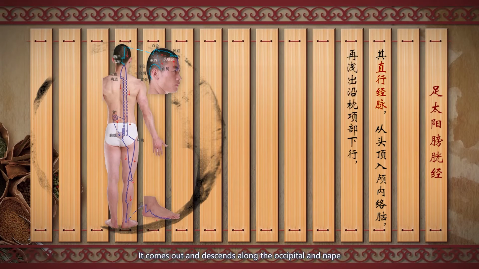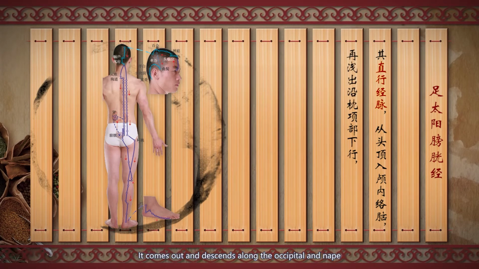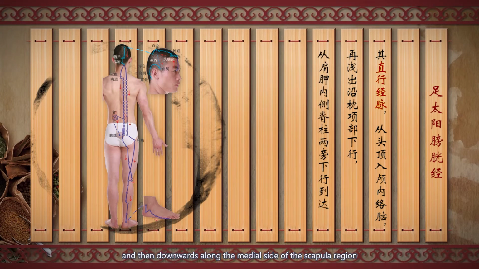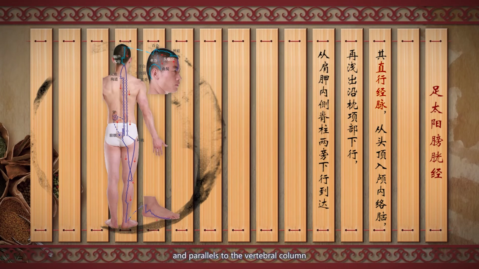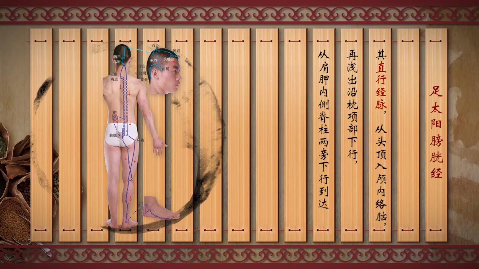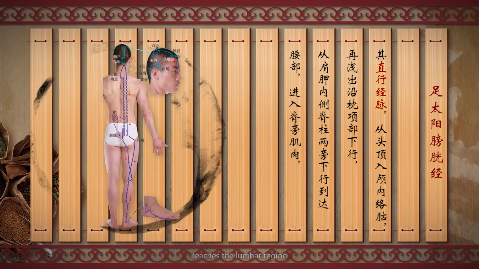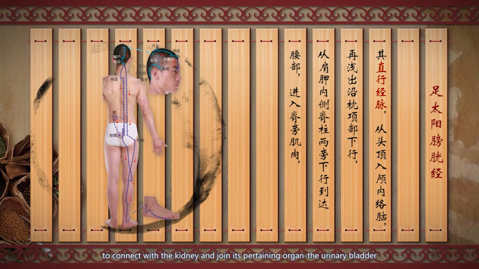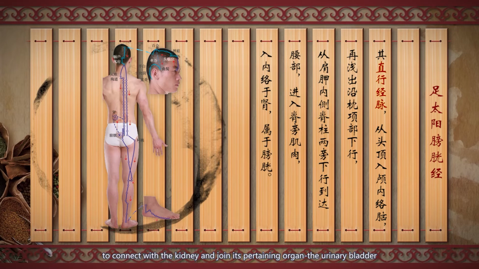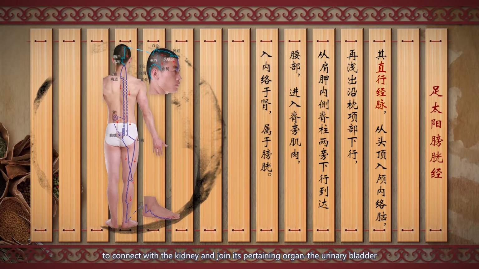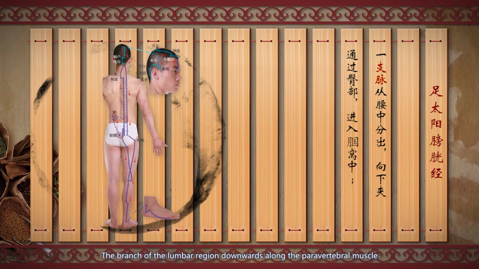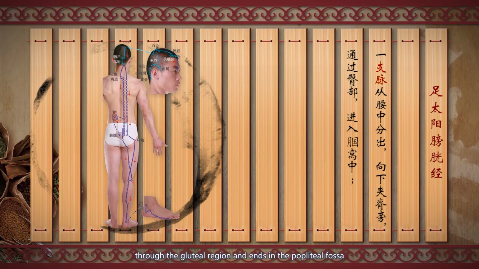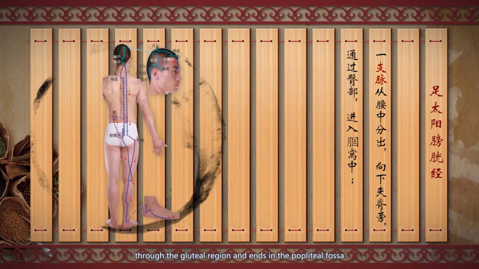It comes out and descends along the occipital and nape, and then downwards along the medial side of the scapular region, and parallel to the vertebral column, reaches the lumbar region, and enters the vertebral muscle to connect with the kidney and join its pertaining organ, the urinary bladder. The branch of the lumbar region goes downwards along the vertebral muscle through the gluteal region and ends in the popliteal fossa.